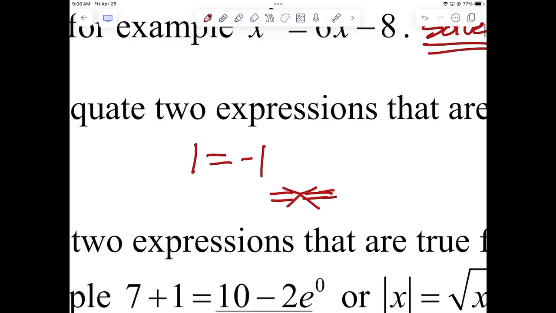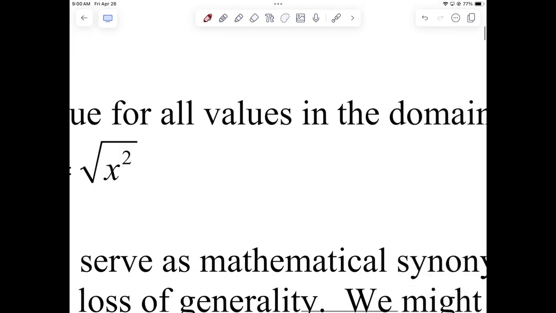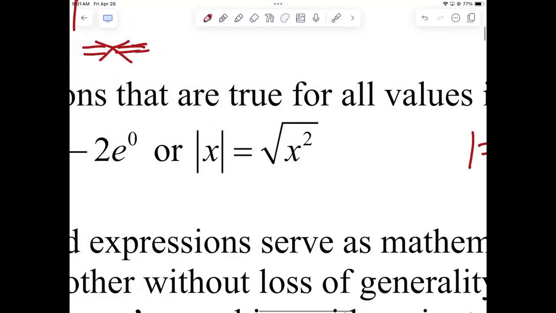Okay, and then we've got the opposite of a contradiction, which is an identity. It's something that's true for all values of x. So in other words, 1 equals 1 squared. Is that an identity? Is that always true? That's always true. That's an identity. That's what we call a trivial identity. Here's some that are not trivial. The absolute value of x is the same as the square root of x squared.